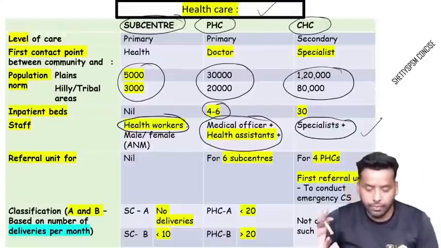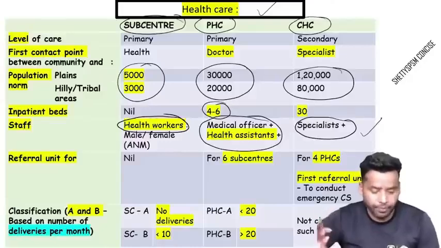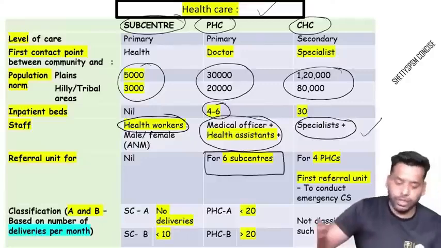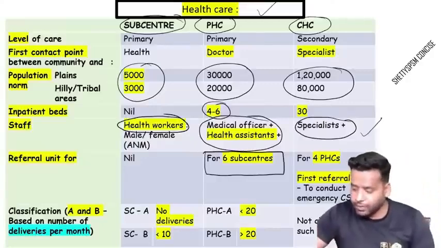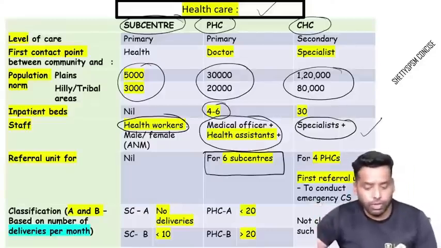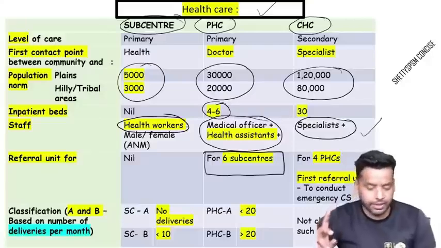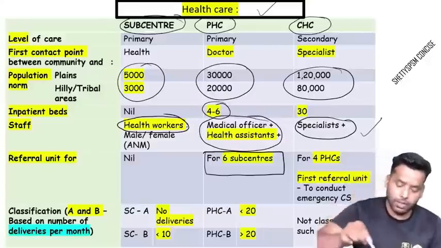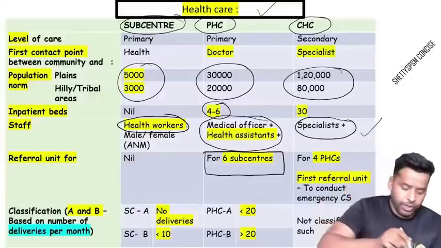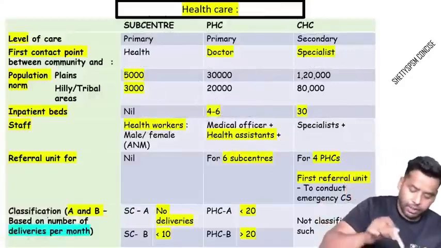ANM means female health worker. One primary health center will be the referral unit for how many sub-centers? Next question. One primary health center will be the referral unit for how many sub-centers? Again, the answer is 6. See the population, almost it is 6 times. It is 6 sub-centers.